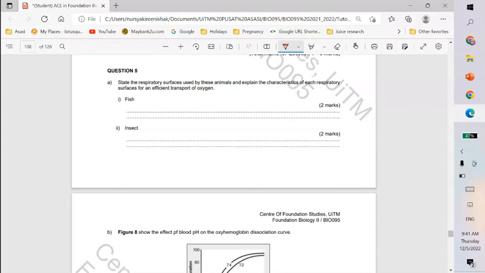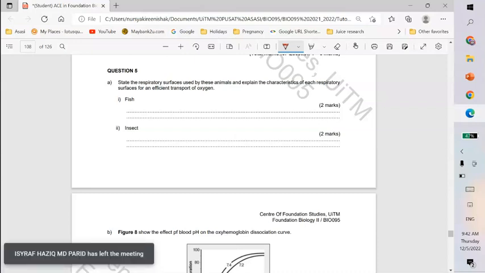For insects, your answer was correct. Insects use the tracheal system, or trachea, or tracheal tubes. The tubes branch throughout the body from the spiracle. The spiracle allows air to enter the body of the insect. At the tips of the tracheoles, they are filled with fluids to allow respiratory gases to dissolve before they diffuse. Those are the points that you can include in your answer. Okay, so B.